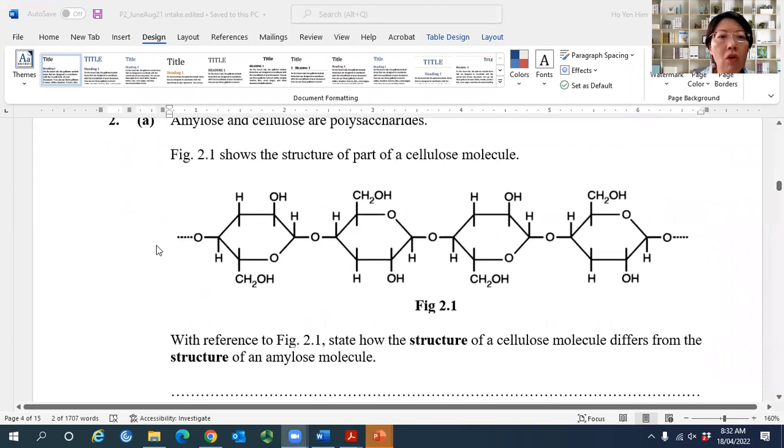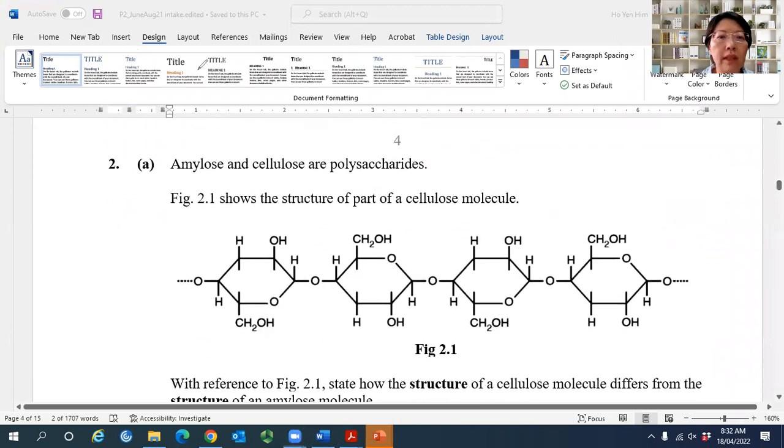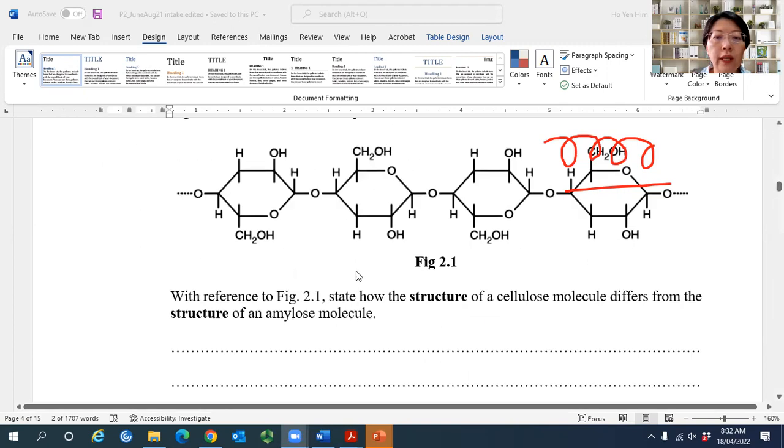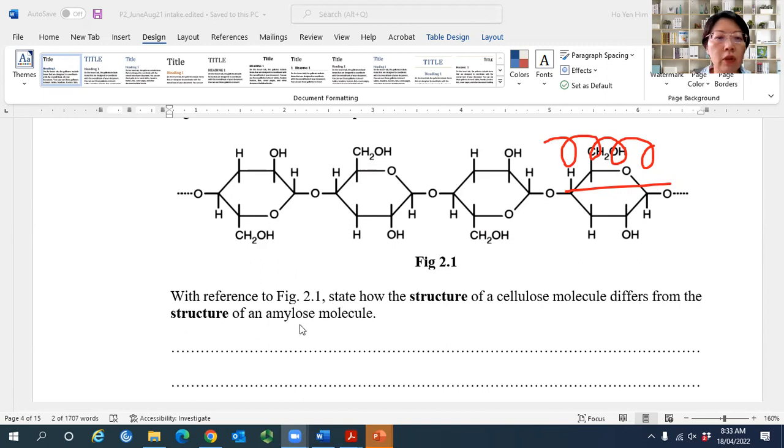So you've got amylose and cellulose. They are polysaccharides. So amylose will be coiled like this, right? Whereas cellulose will be a straight chain. Okay, so this is one cellulose molecule. With reference to figure 2.1, state how the structure of cellulose molecule differs from the structure of amylose molecule. So based on the question, which molecule do you need to describe? I expect you to only tell me about the cellulose molecule. This is what the question says.